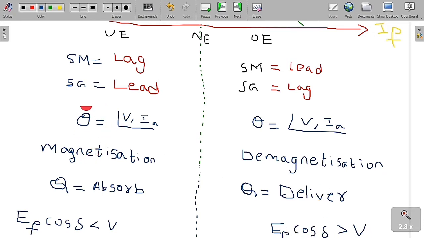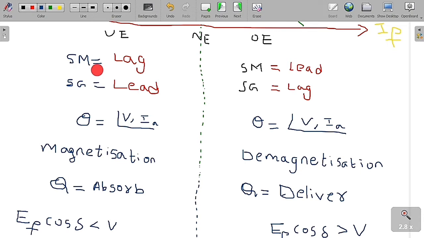Whereas in the under excitation, whether it is a synchronous motor or synchronous generator, they both have the same effect, which is magnetization. The armature reaction is magnetization in nature, whereas the reactive power is absorbed by both the synchronous motor and synchronous generator. The synchronous generator is going to absorb the reactive power, but it is going to deliver the active power. So listen carefully: the synchronous generator absorbs the reactive power and delivers the active power.